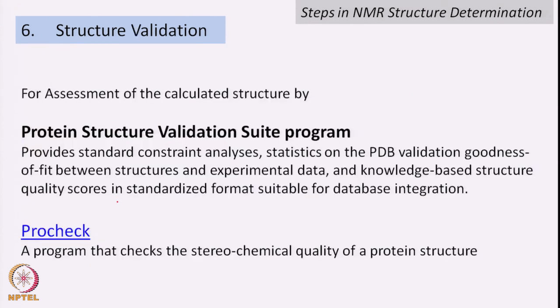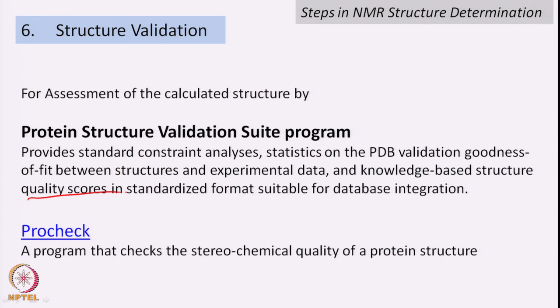Now, the next step is to validate this structure. So, for assessment of the quality of a structure, one has to use the protein structure validation suite. Essentially what you need to do is provide the standard constraints analysis and statistics of the PDB validation protocol, and then these structures will be tested against already solved structures using these protocols, and a quality score will be given for your structure, and that will be suitably integrated with the database. So, what we are doing? Just for our obtained structure, we are checking against the already solved structures from the PDB, whether it falls within them.